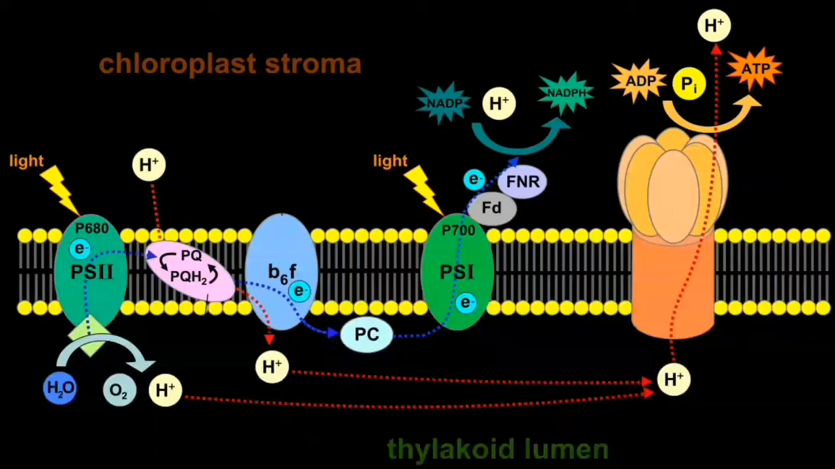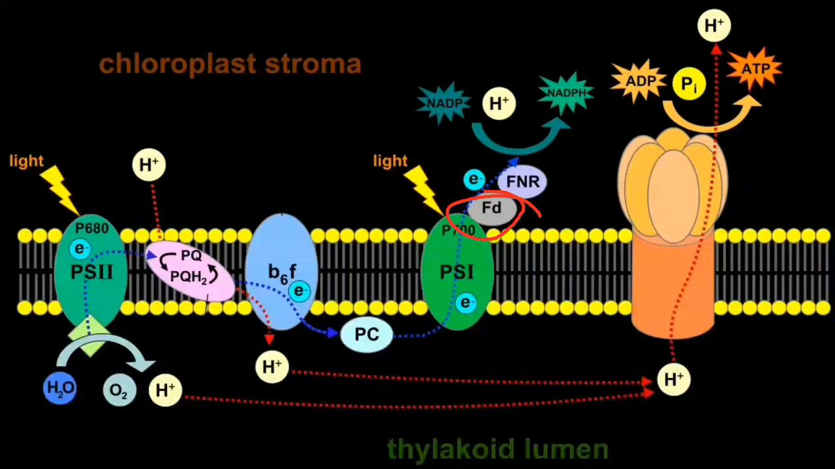Then the electron is transferred to plastocyanin, which is another mobile electron carrier transporting electrons from the cytochrome b6f complex to photosystem I. Once the electron is transferred to photosystem I, as we know, photosystem I also carries an antenna pigment complex. It will be excited by light energy. Again the electron is transferred from photosystem I to another mobile carrier, ferredoxin.